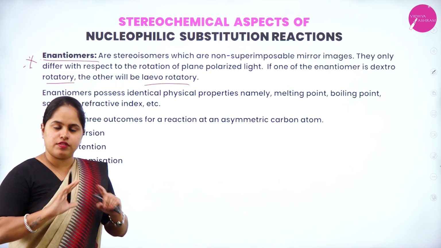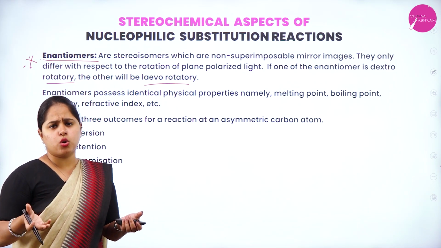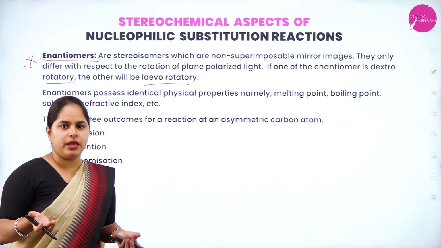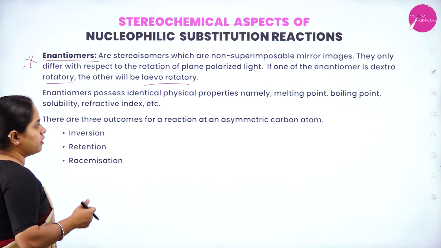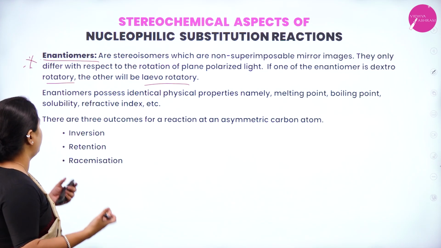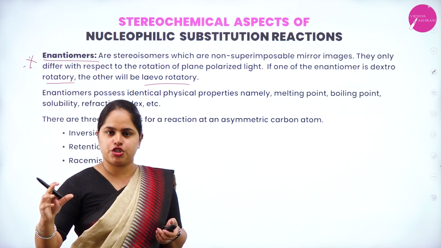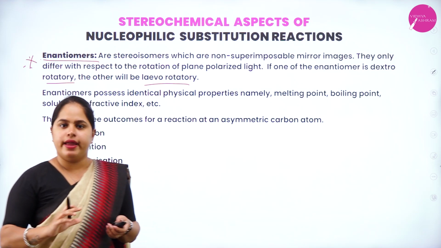They will have the same molecular formula and structural formula; only in the rotation of the plane polarized light will there be a difference. One will be dextro and one will be levo. So this pair is called an enantiomer. Enantiomers possess identical physical properties; melting point, boiling point, etc. will be the same. So this pair of dextrorotatory compound and levorotatory compound is called an enantiomer.